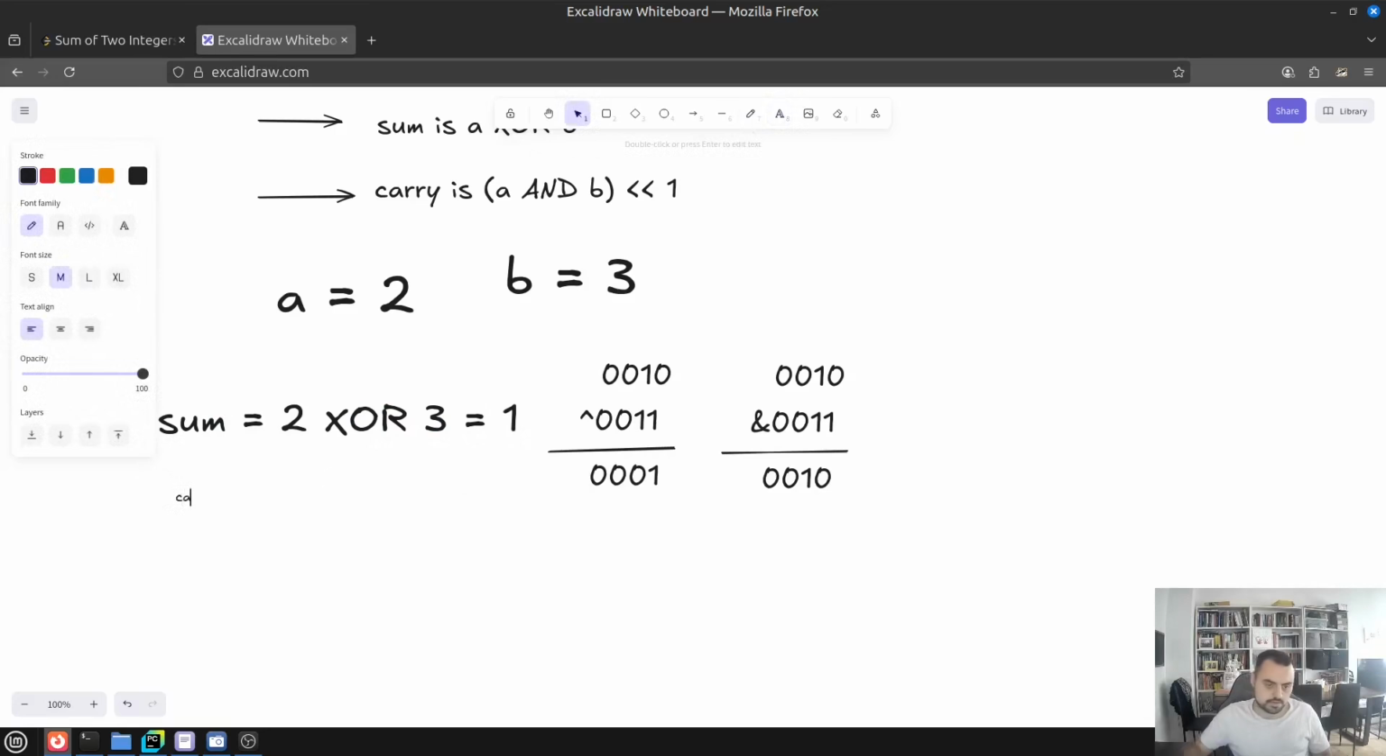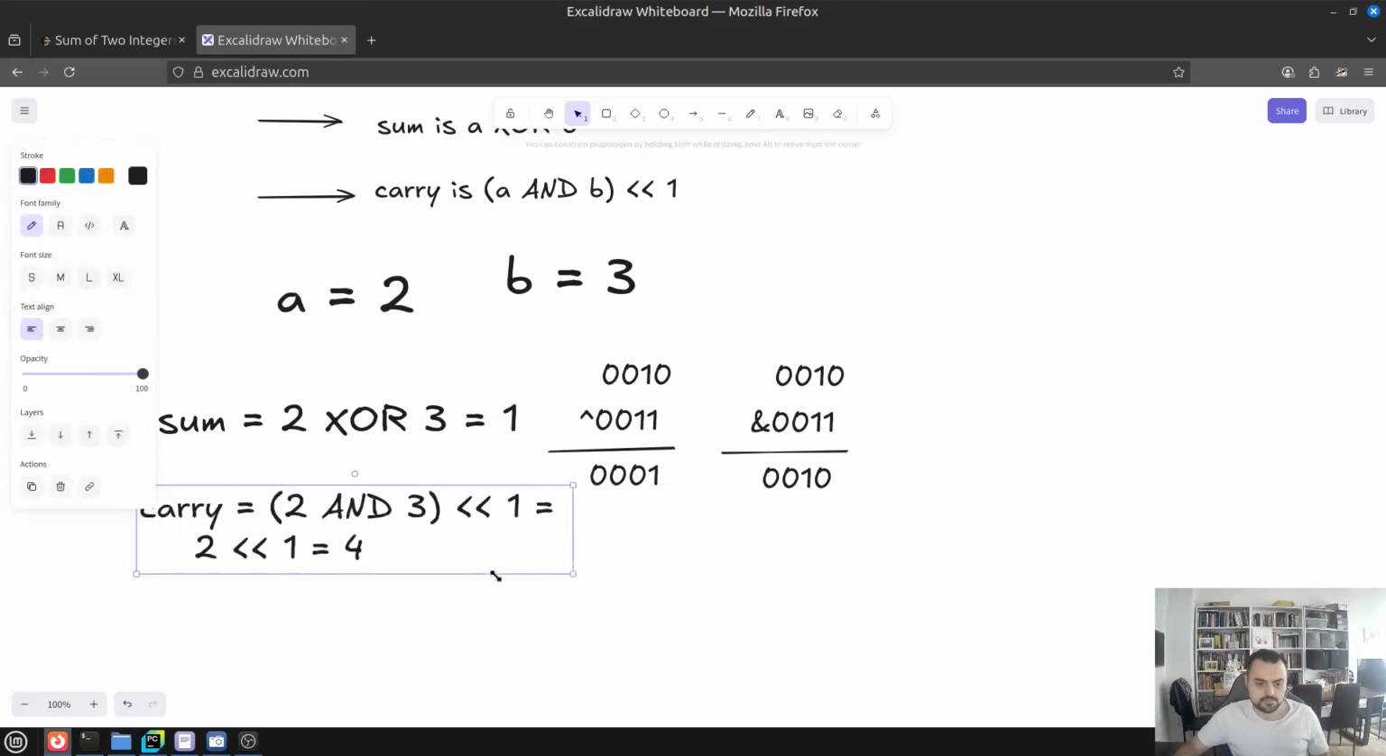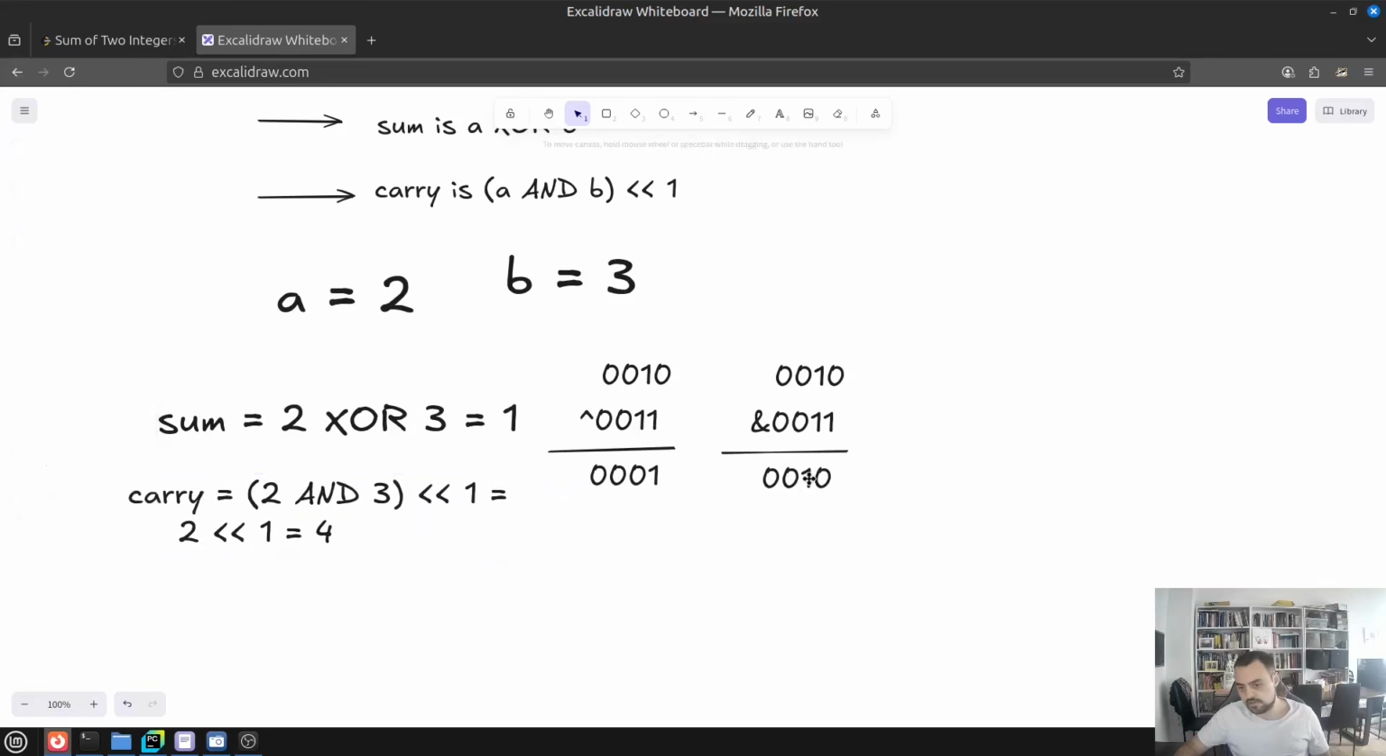Now carry is 2 AND 3, and shifted to the left by 1, which is what? Here we got 2, shifted to the left by 1, which is 4. And if I shift it to the left, then this one goes here, and here I have 2 zeros, so we will get 4.